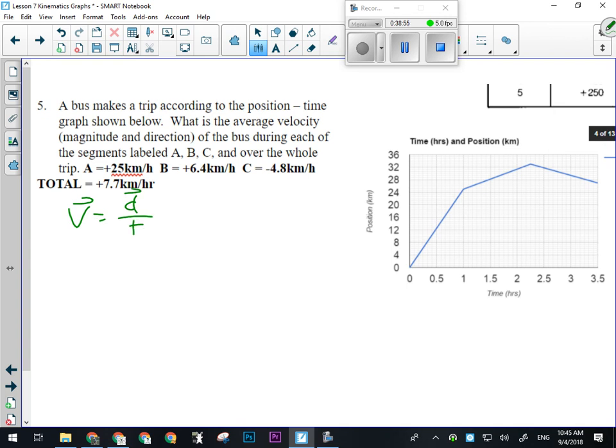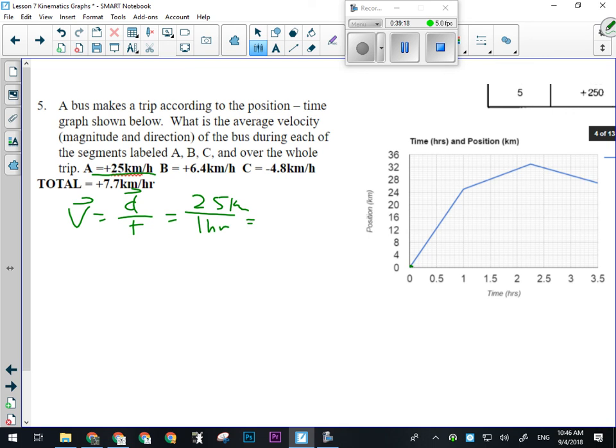For part A, that's going to mean that I go from 0 to 25. So my displacement is going to be 25 kilometers, and that's going to take 1 hour. So my average velocity then is 25 kilometers per hour in a positive direction, because it's velocity and I have to give a direction.